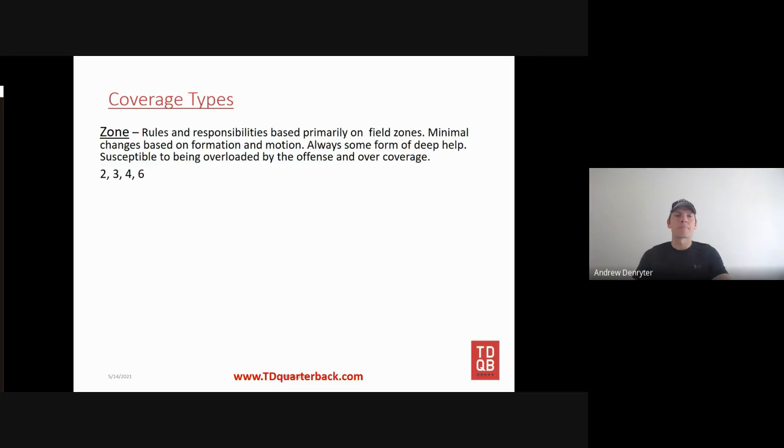Cover 3 is going to be 3 deep players. Cover 4, you have 4 deep players available. Cover 6 is also, we're going to call it a hybrid. Cover 6 is a combination of 2 different coverages, a combination of cover 4 and cover 2.